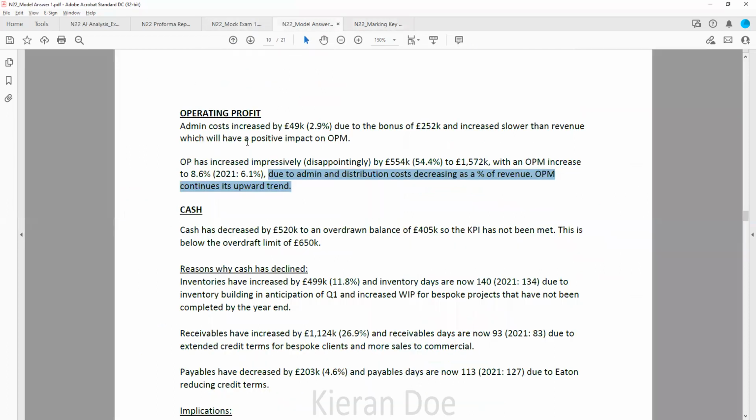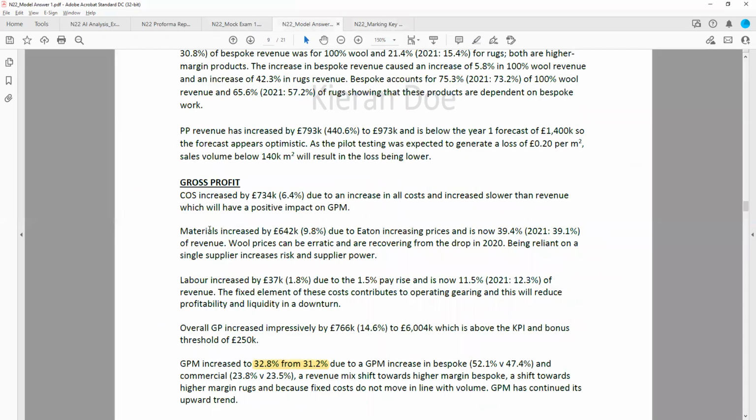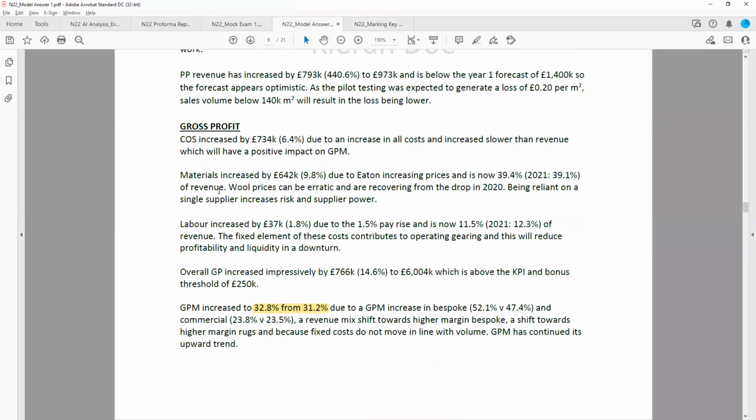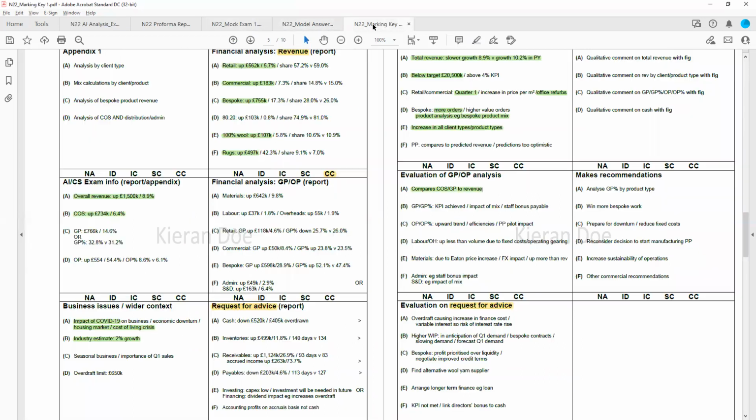And then so that was our first point that we had here. And then we went through materials and we went through labor. So we said materials, this is the number, so it's gone up or down. The reason due to the price increase, could have said it gone up by more than revenue.